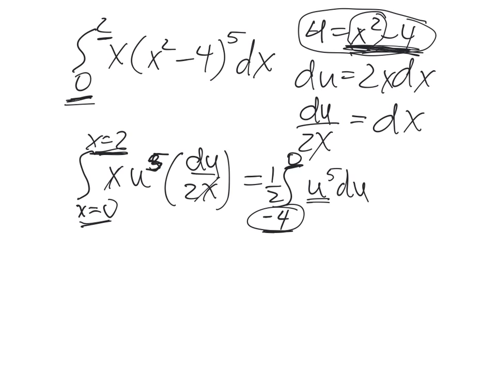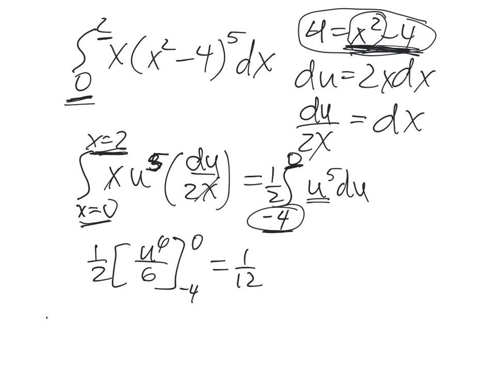And let's do the integration then. 1/2, integrate, we still get our u to the 6th over 6. But this time, we're going to leave it in terms of u. We're going to evaluate this from u equals negative 4 up to u equals 0. And we'd have our 1/12, and then we'd have 0 to the 6th minus negative 4 to the 6th.